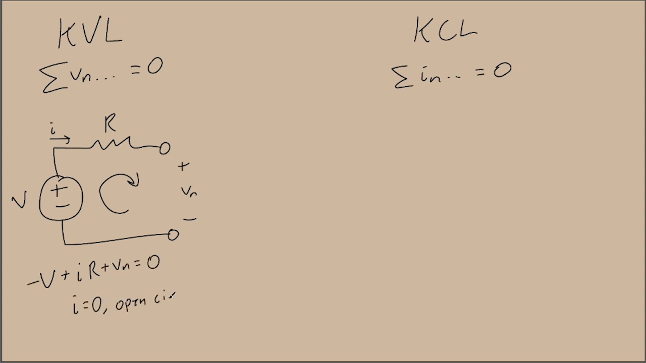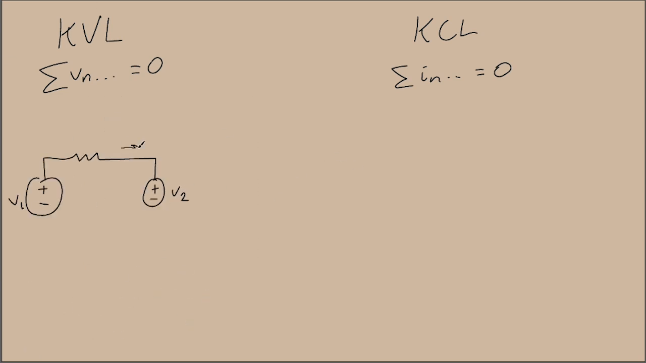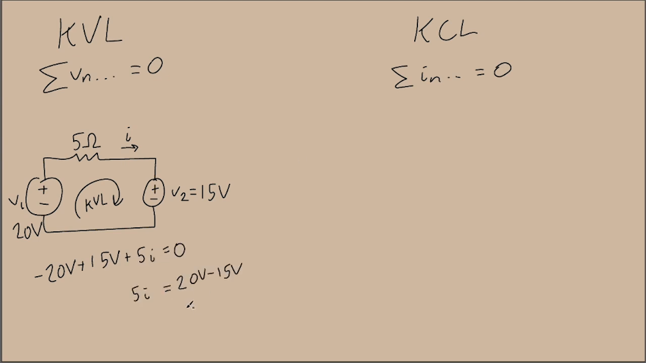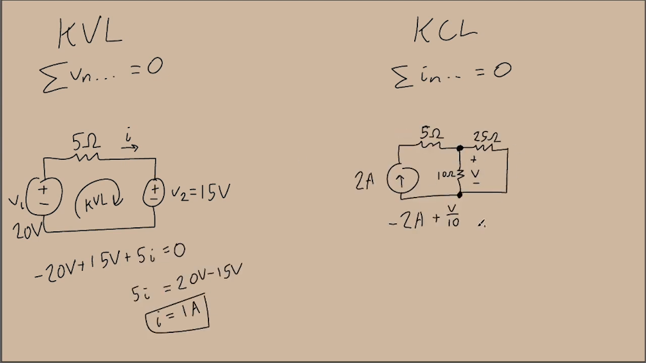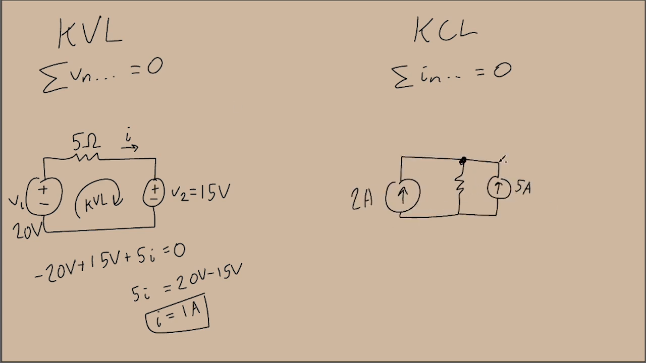Kirchhoff's voltage law, KVL, says that the sum of all voltages in a loop equals 0. A loop, not a mesh, they're different. When adding them, pay attention to the signs you run into. This is negative 20 and plus 15. This is where your currents matter. If you're finding I, it goes from positive to negative. KCL is the same thing, but with nodes. Currents going in subtract, currents coming out add.